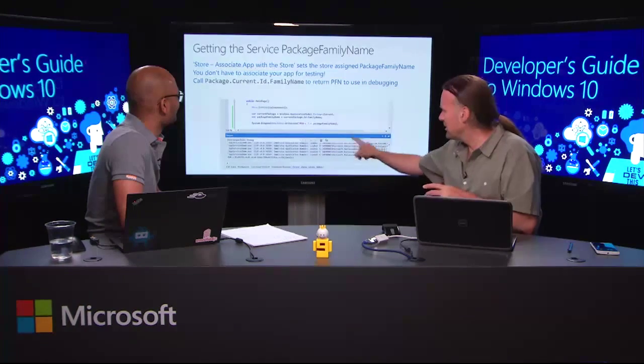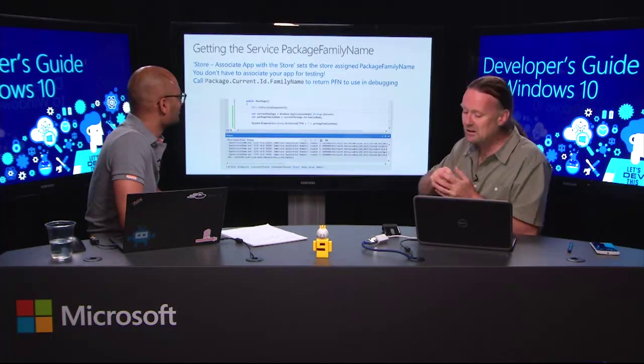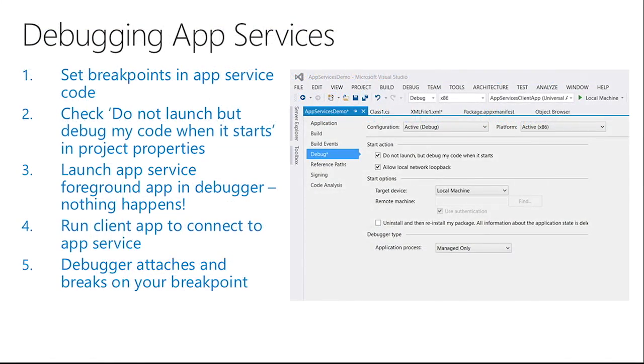So, you're getting the package family name. You need to know that so that the client can call it. Then the way you debug app services is to use this do not launch but debug my code when it starts option. You can then fire it up, and the debugger gets running, but your app doesn't launch. It just waits. Just attaches to the process. Yeah, attaches to the process and waits for things to happen. Then you can run your client, send it a value set, and then you're into debugging your app service. So just to clarify how that works. All right, let's have a look at this demo.